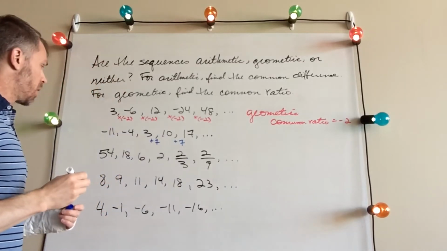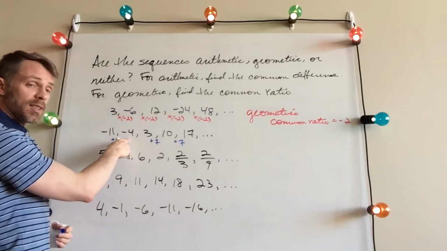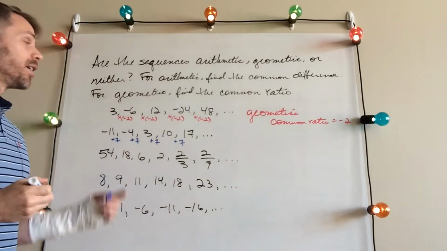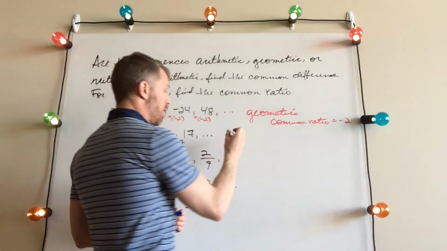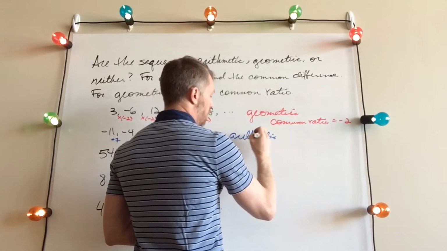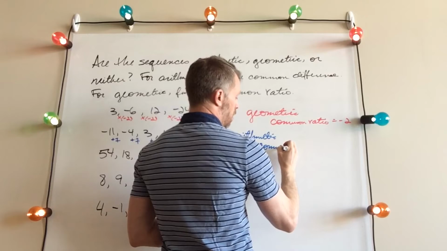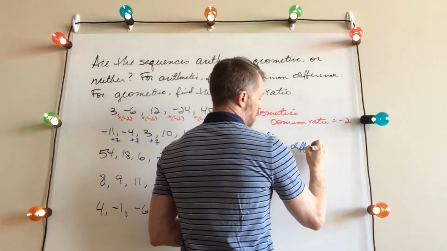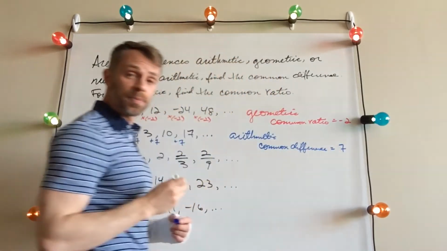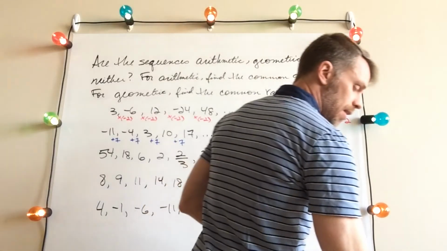Right? So let's come back over here and try that. Negative 11 plus 7, that does get us negative 4. Negative 4 plus 7 does get us 3. So if we were adding something each time, that does make this arithmetic, and our common difference is 7. All right, we were adding 7 each time. Okay, let's try it again.